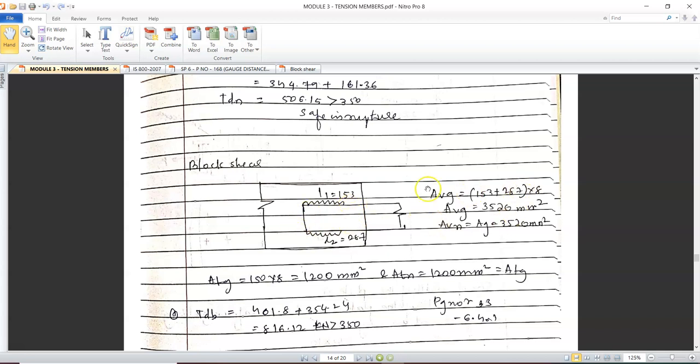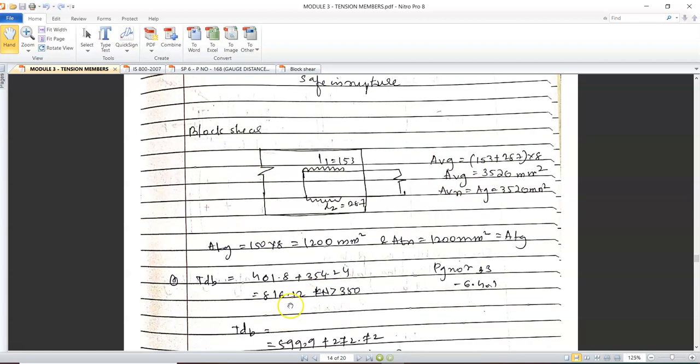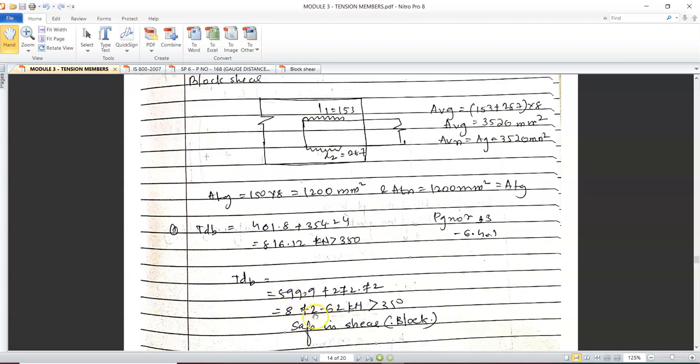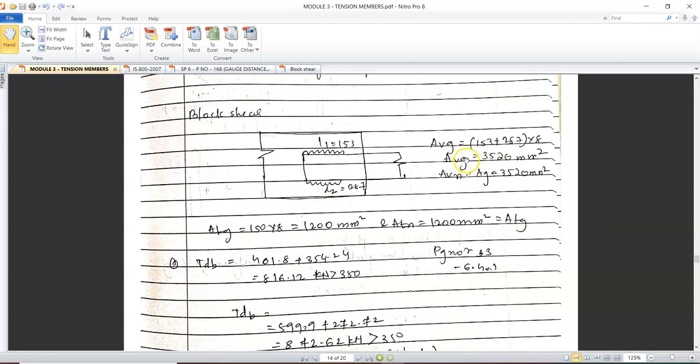Here are some calculations for block shear for the welded connection. Even if you check, it will be very much safe, that is 816 kilonewton and 872 kilonewton, which is very much higher. You can refer to the formulas here.